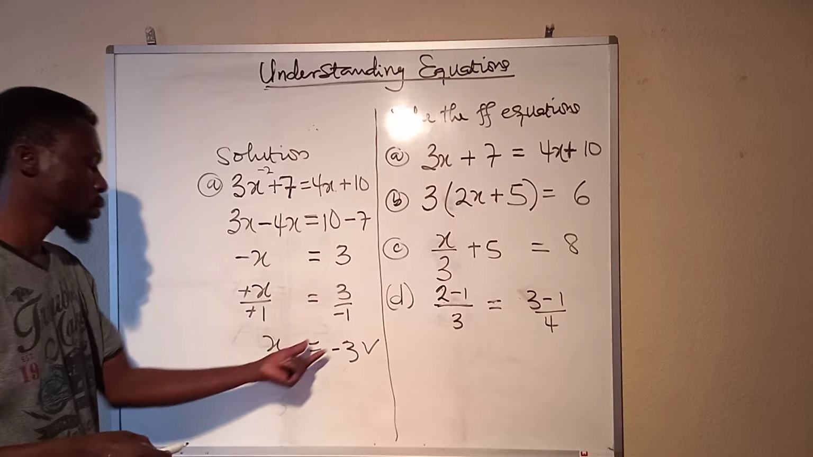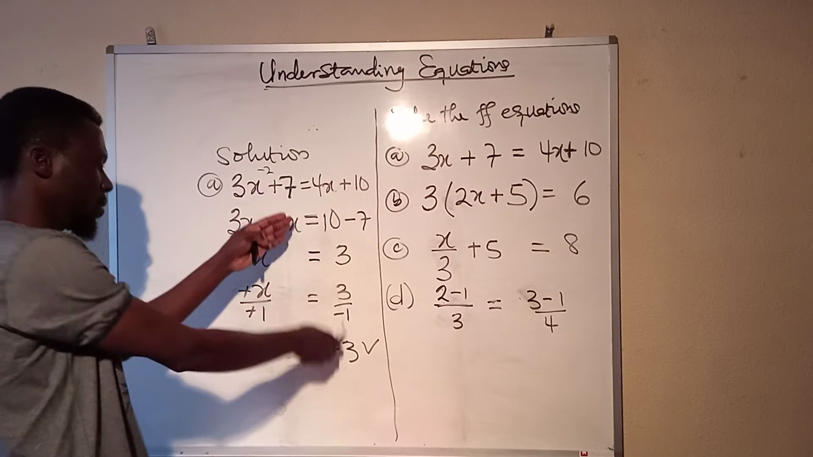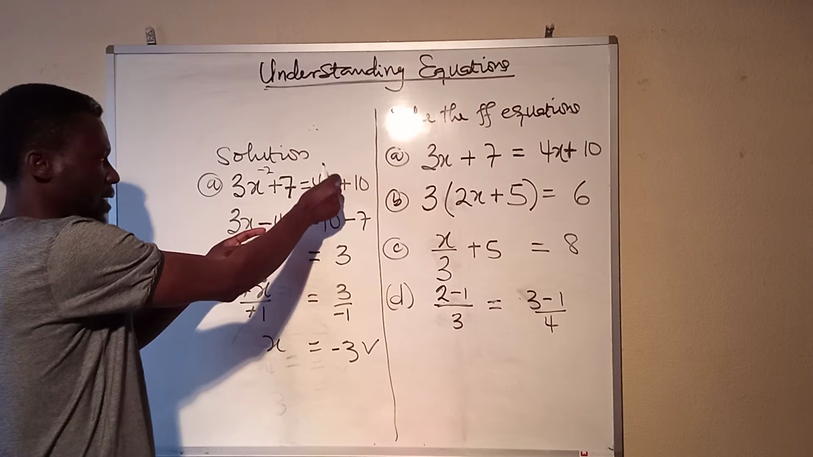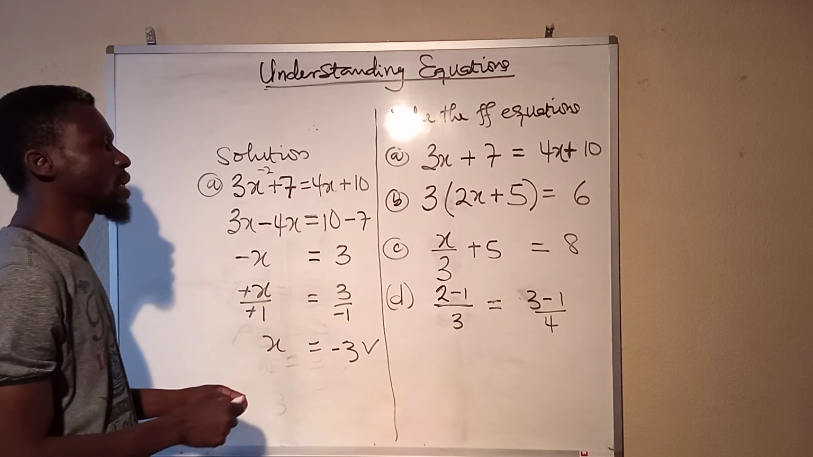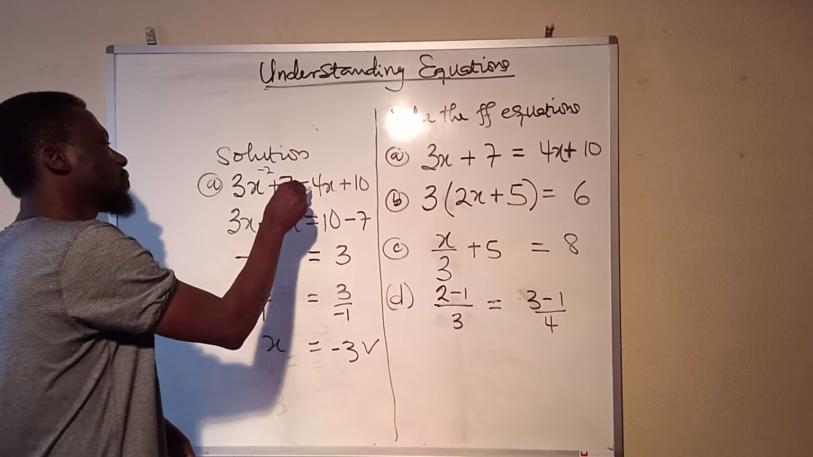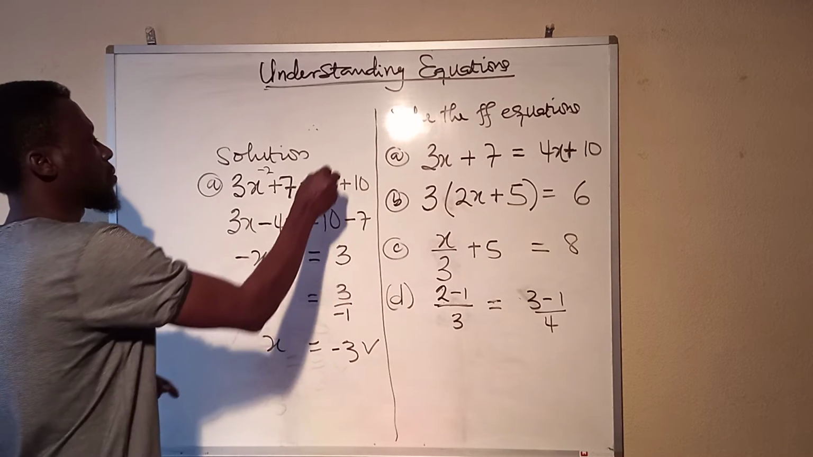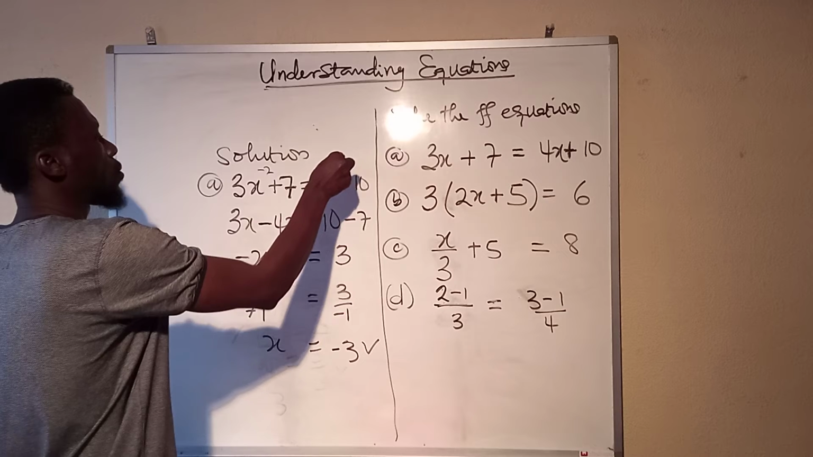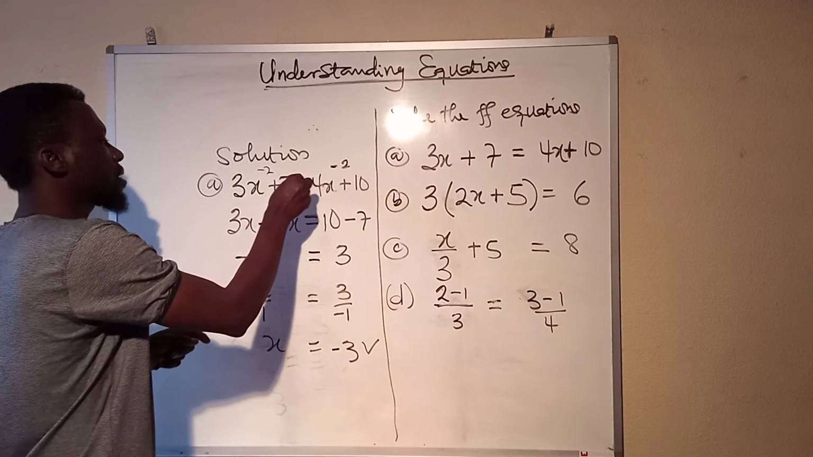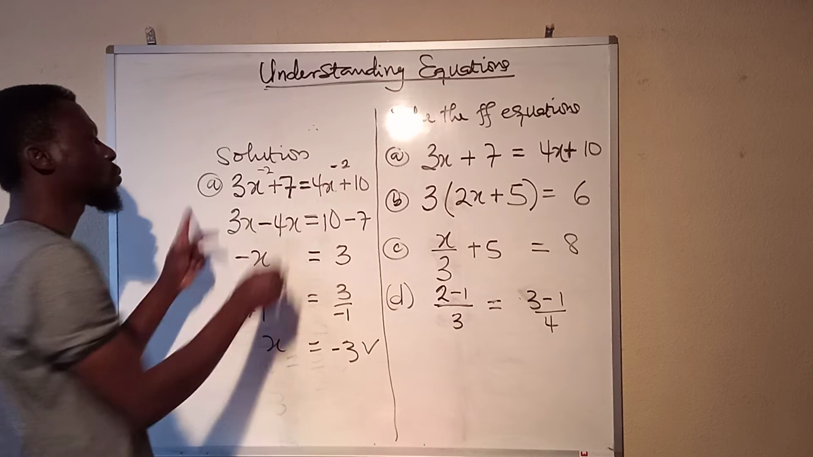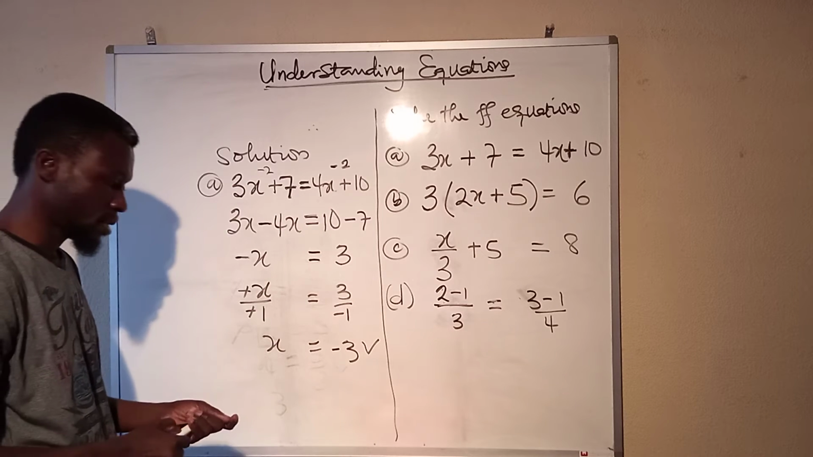When we substitute negative 3, it's equal to 4 times the same negative 3 plus 10, the same x. So let's put x here again to be negative 3. 4 times negative 3 is negative 12. All right, negative 12 plus 10. I'm owing 12 and I have paid 10. What do I owe? I owe 2. So you see, negative 2 is equal to negative 2. So the left-hand side of the equation is equal to the right-hand side of the equation when x is equal to negative 3. And that is correct.